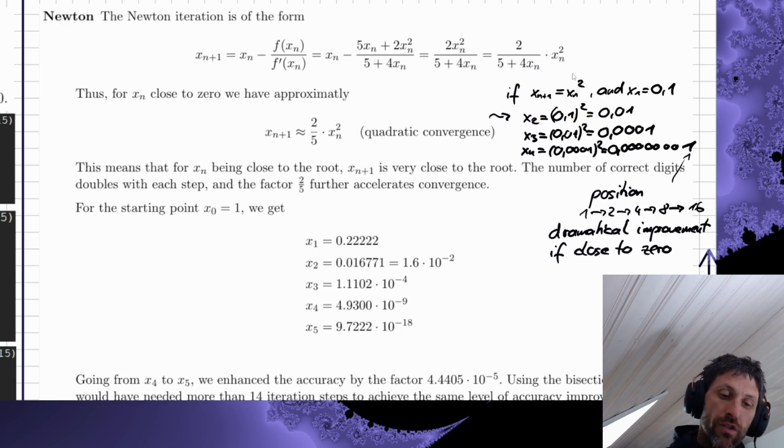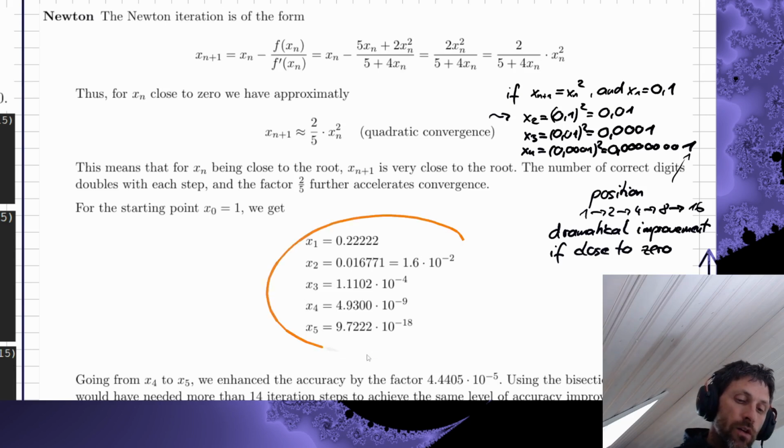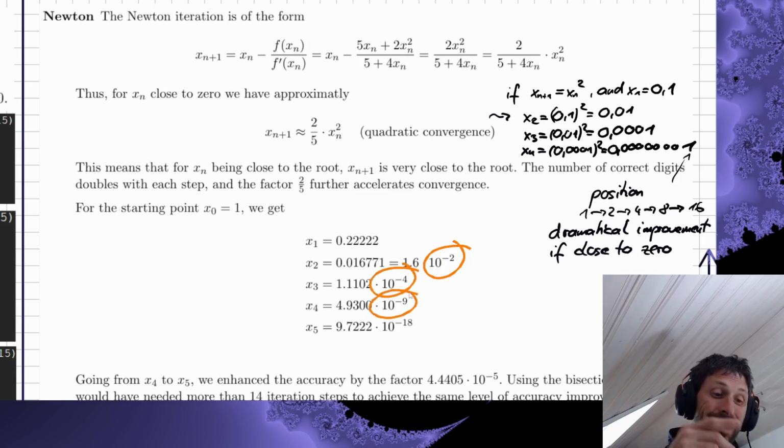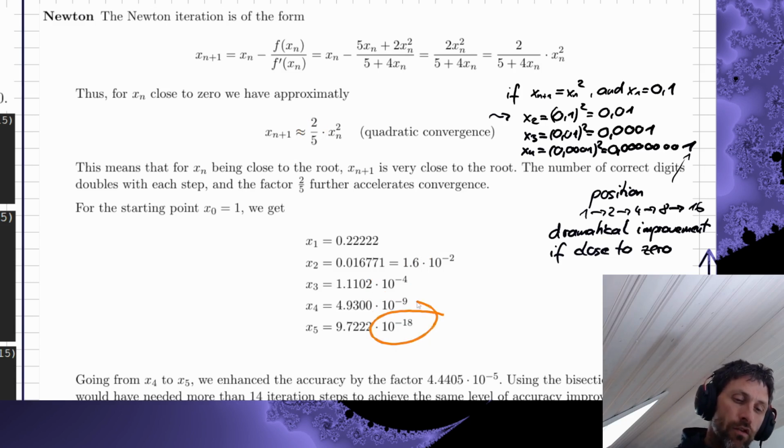If you want to do the step from here to here with linear convergence, it would need a lot of iterations. In our example we see that sequence: 10 to the power of minus 2, to the power of minus 4, to the power of minus 9. The factor 2 divided by 5 helps on top, 10 to the power of minus 18. Fantastic speed of convergence.